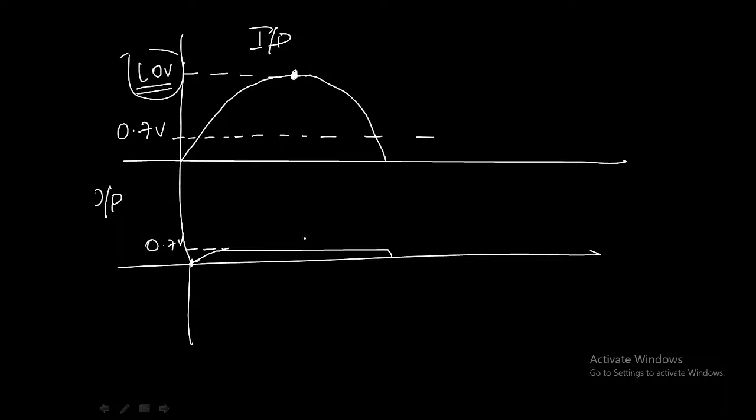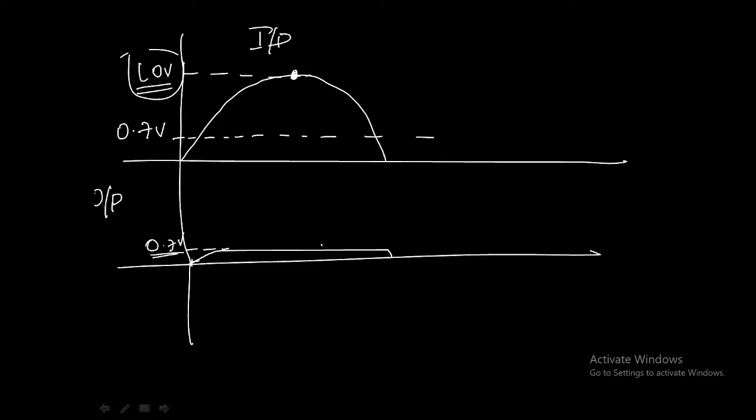So in this diagram, you can clearly observe that the positive half cycle has been clipped and restricted to 0.7 volts. So this is how the positive clipping is happening in the case of our diode, the positive clipper circuit. So this is how the positive clipping process happens.